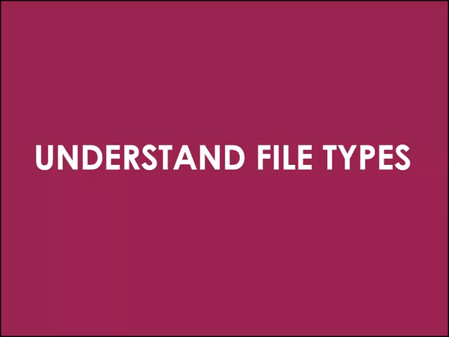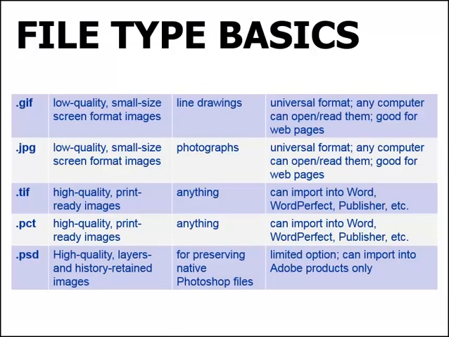A second consideration is understanding file types. So let's talk briefly about some of the most common image file formats you're going to encounter as a document designer. A GIF and JPEG are universal image formats. Any computer running any operating system should be able to open them. They compress images during saving, so the file sizes are typically smaller. Screen-ready photos should be saved as JPEGs.